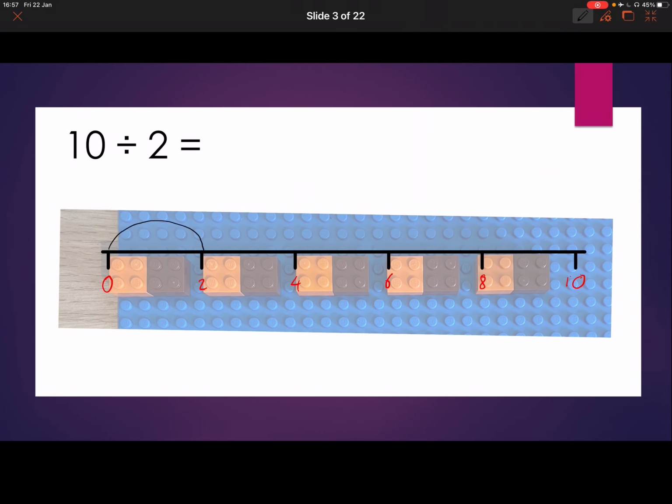I did one jump of 2, and then another jump of 2, and another jump of 2, and another, and finally another jump of 2. I did 1 jump, 2 jumps, 3 jumps, 4 jumps, 5 jumps. I'm counting the jumps. I'm counting the groups.